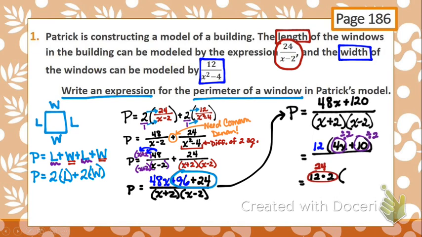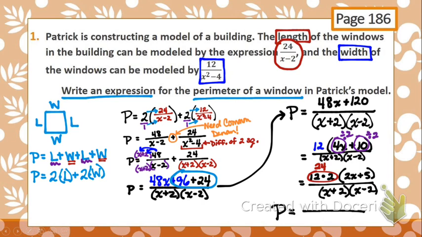You can pull it out a piece at a time just like we did. It's going to be over my common denominator. And that would leave me with 2x plus 5. So my final expression for the perimeter would be 24 times 2x plus 5 over x plus 2 times x minus 2.